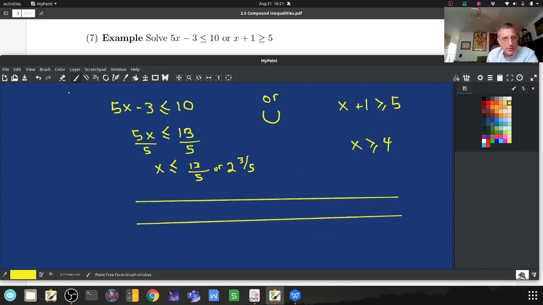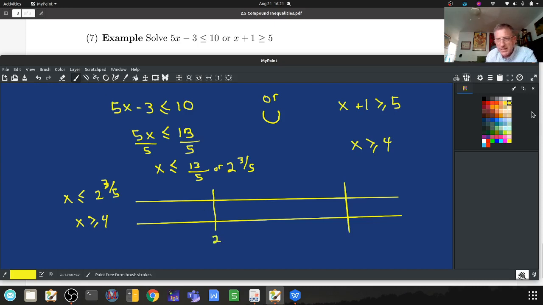And I will do x is less than or equal to 2 and 3/5, sorry. There's a reason I did it that way. And x greater than or equal to 4. When you're finding or locating places on the number line, 13 fifths is kind of hard to know where to put it. But 2 and 3/5, it's going to be between 2 and 3.